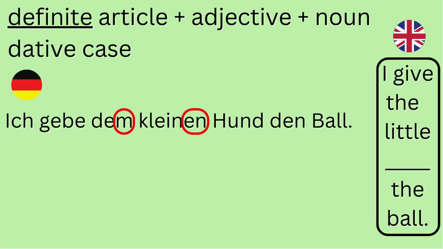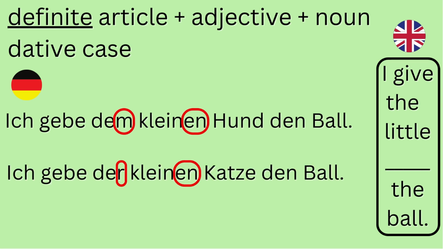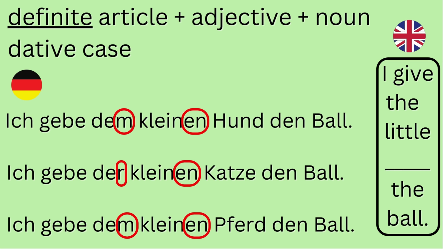Ich gebe dem kleinen Hund den Ball. I give the little dog the ball. Ich gebe der kleinen Katze den Ball. I give the little cat the ball. Ich gebe dem kleinen Pferd den Ball. I give the little horse, or to the little horse, the ball.